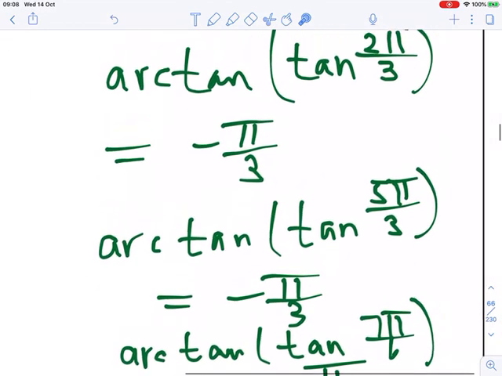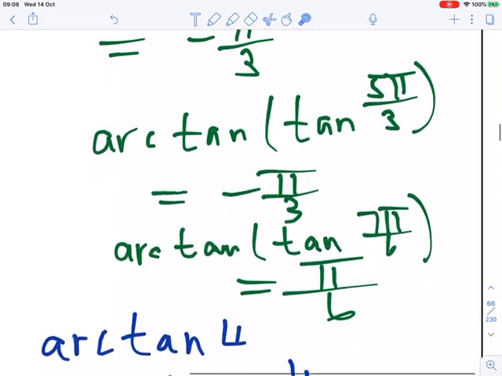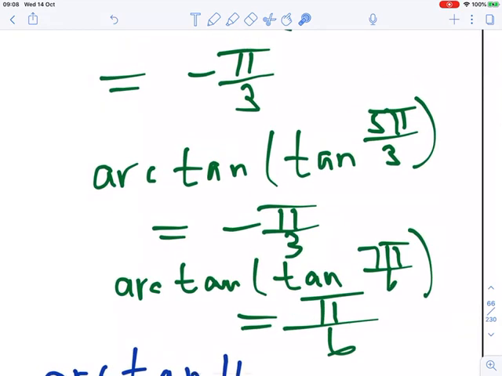Let's look at arctan tan 7 pi over 6. Right, where is 7 pi over 6? 7 pi over 6 is in the third quadrant. There tan is positive. So what must I give? Positive the reference angle. What is the reference angle? Pi over 6. So the answer should be positive pi over 6.